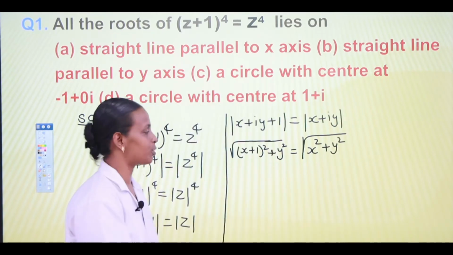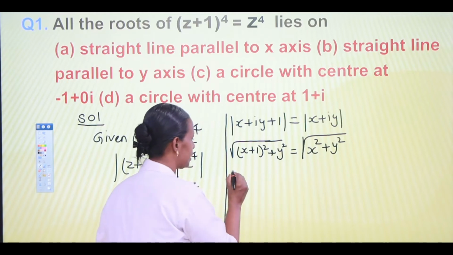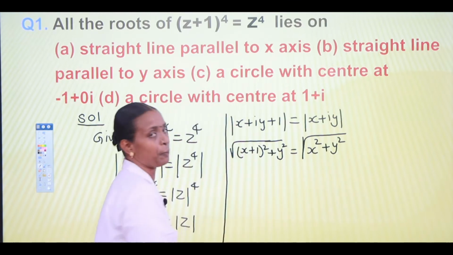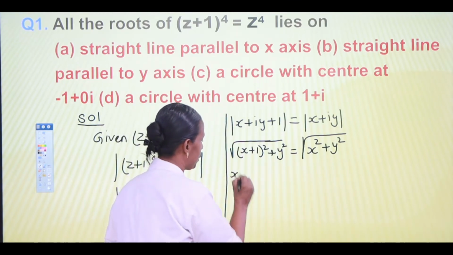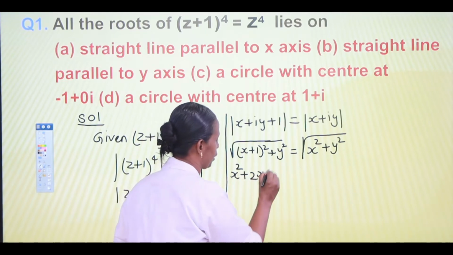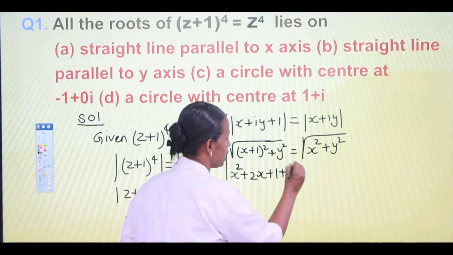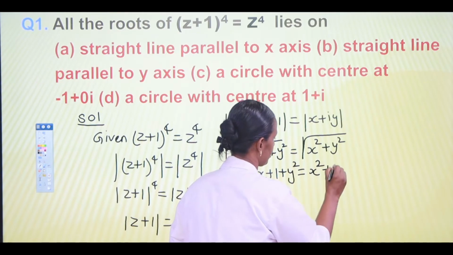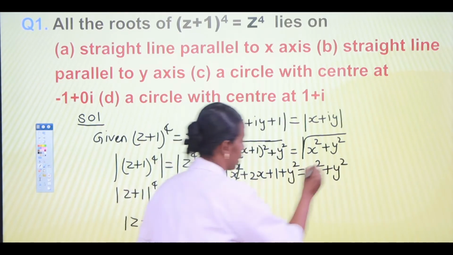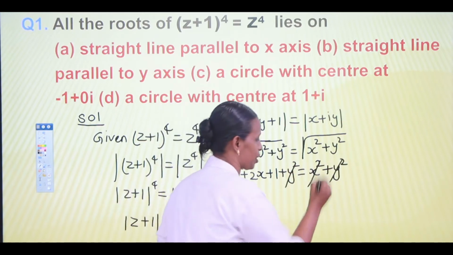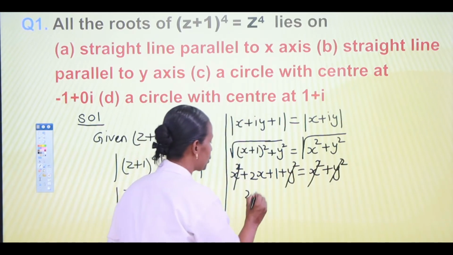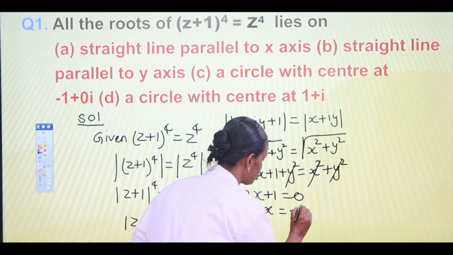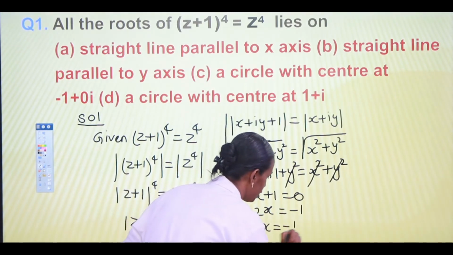Now squaring on both sides, what will happen? The square root gets cancelled. The remaining term is (x plus 1) the whole square plus y square equal to x square plus y square. This is (a plus b) the whole square, that is a square plus 2ab, that is 2x, plus b square, that is plus 1, plus y square, which is equal to the right hand side value x square plus y square. So x square gets cancelled, y square gets cancelled. The remaining term is 2x plus 1 equal to 0, that is 2x equal to minus 1. So x equal to minus 1 by 2.